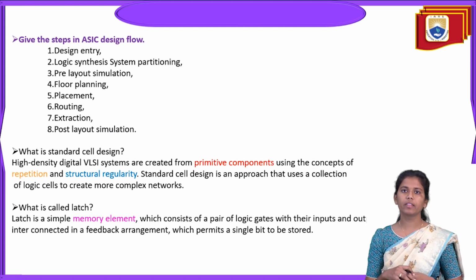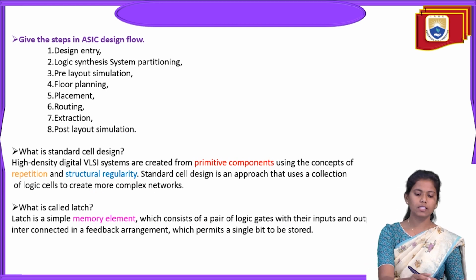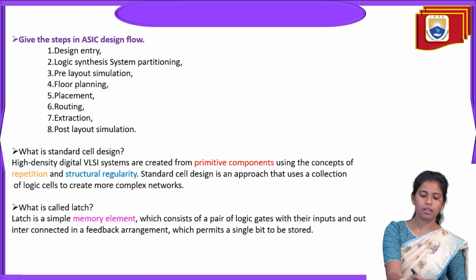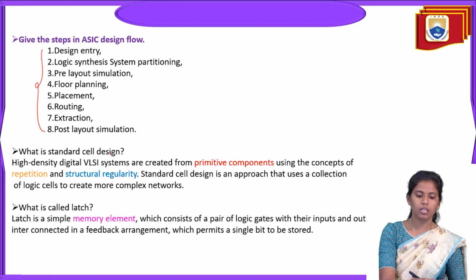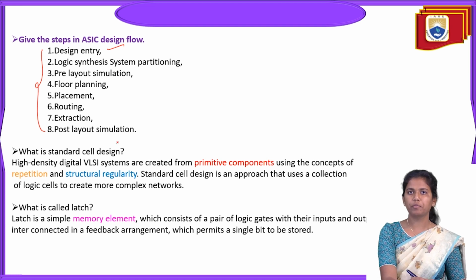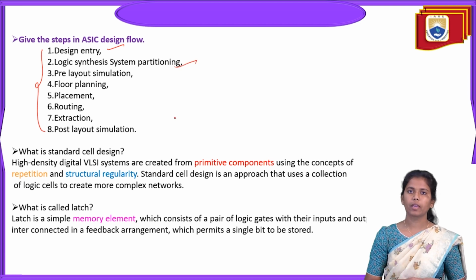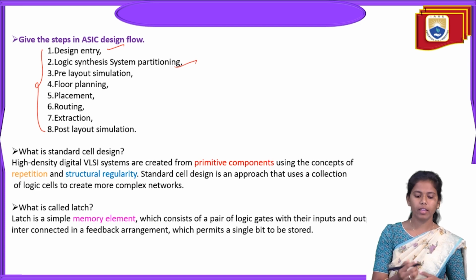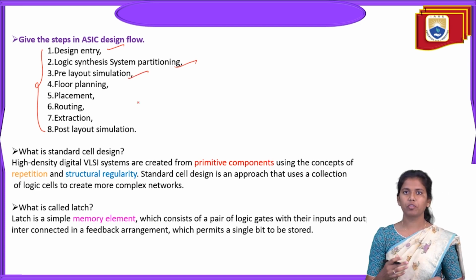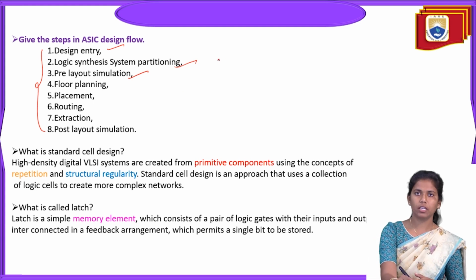Now the design flow of ASIC. The design flow of ASIC has 8 steps to be implemented. The first is design entry, where we enter the elements and parameters in order to design a circuit. Then we go with logic synthesis, then system partitioning, which has to be done based on the logic synthesis. After partitioning, we go with the pre-layout simulation.